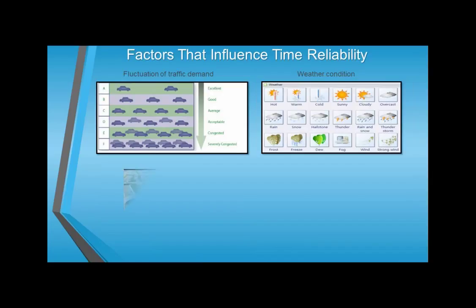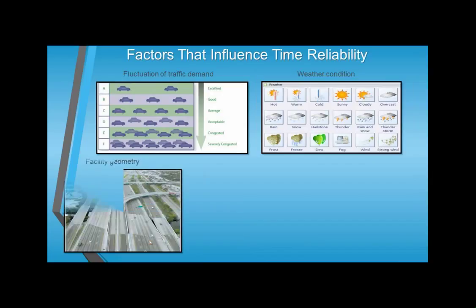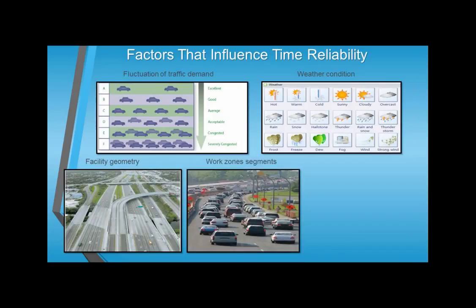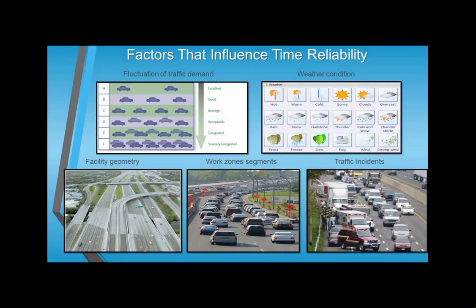We also take into account the actual geometry of the facility, like the number of lanes, the width of the lanes, the width of the shoulders, and how many on-ramp and off-ramp lanes we have. Sometimes in the facility we might have a work zone, and together with the work zone we might have a shoulder closure, 1, 2, or even 3 lanes closure, which leads to a decrease in the capacity of the segment. The same effect happens when we have a traffic incident in the segment.